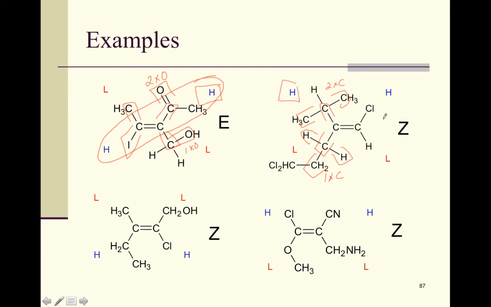And chlorine and hydrogen, we can see that this is high. Highs are on the same side. That would be Z. All right, this one has a carbon. This has a carbon. We're tied.